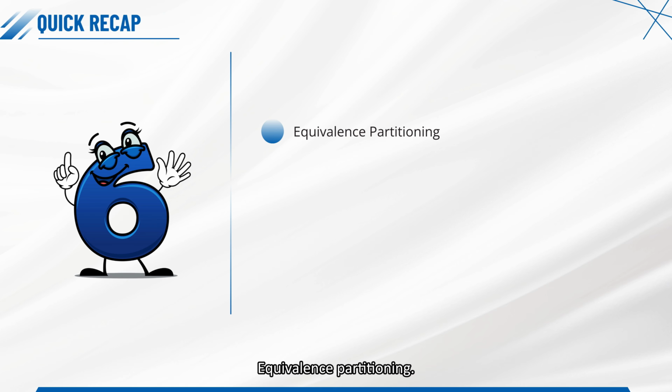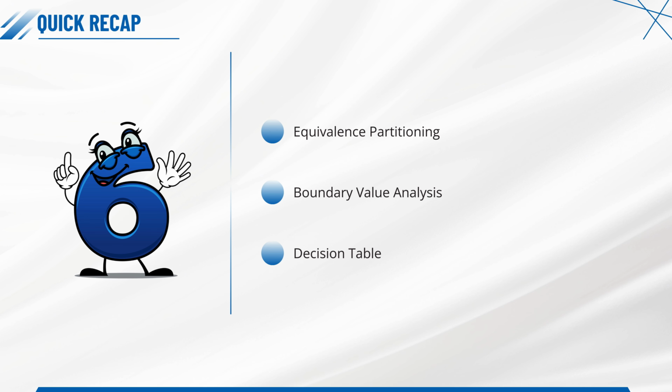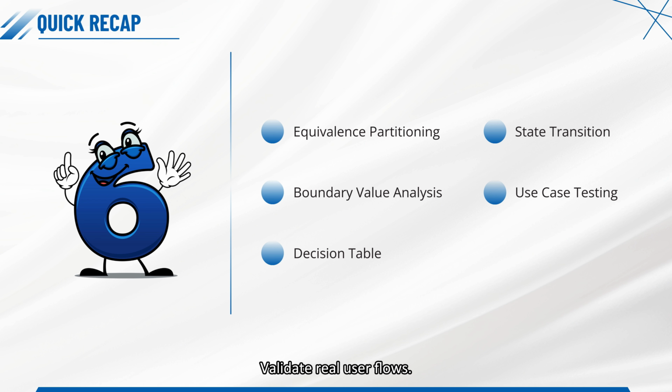Equivalence partitioning. Cut down large input space. Boundary value analysis. Catch boundary bugs fast. Decision table. Handle complex rules. State transition. Model system behavior over time. Use case testing. Validate real user flows. Error guessing. Leverage testers' intuition.